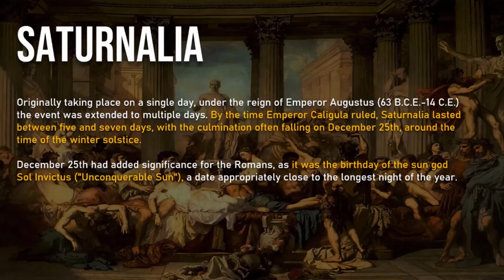It was called Sigillaria. December 25th had added significance for the Romans as it was the birthday of the sun god Sol Invictus, a date appropriately close to the longest night of the year. So here we go again. We're looking at Saturnalia. We get that date, December the 25th, again. We get all these different customs and traditions that overlap with Christmas. But again, it points us back to the worship of the sun. Saturn was obviously a sun god. Mithra was a sun god. Sol was a sun god. We can see what was the popular type of worship in Rome. It was the worship of the sun.